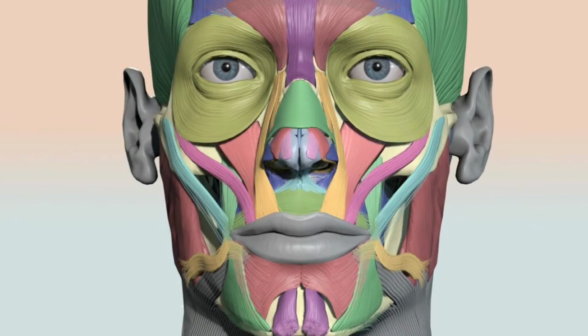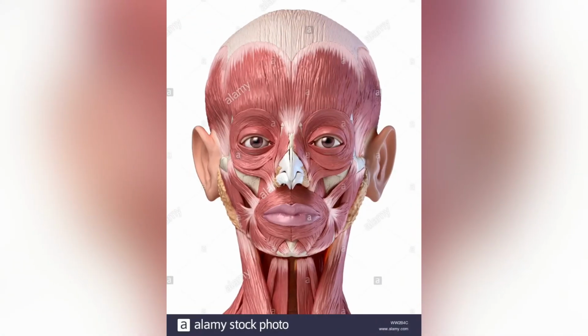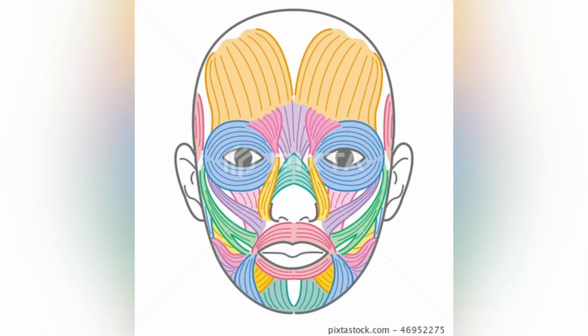It is said to be the most developed in the animal kingdom. We have more than 30 facial muscles that help with facial expressions and other functions. In general, we can say that we have 43 facial muscles. These are located all over the face. Also, there are facial muscles connected to the muscles of the neck.